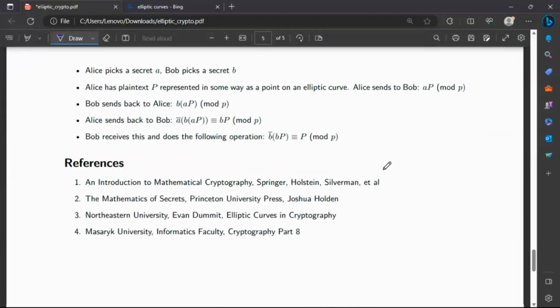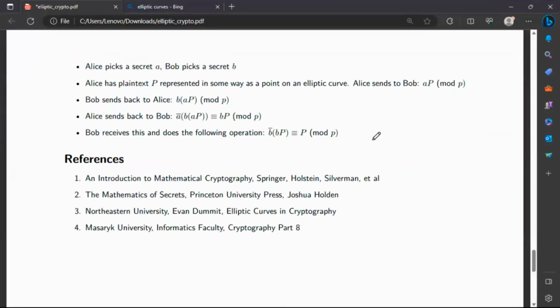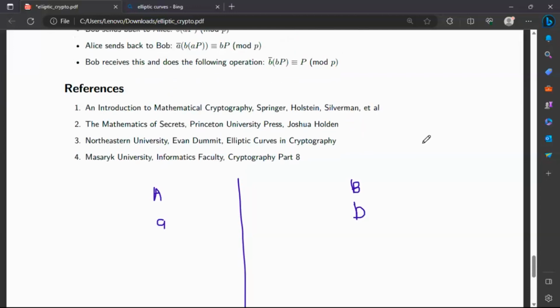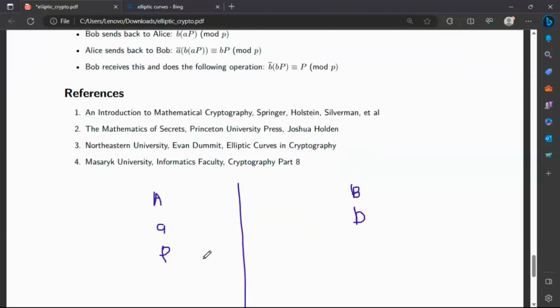So now we're going to discuss the cipher I was talking about, the 3-pass cipher, which is very nice. How this works is, Alice, I'll just draw two lines. Alice picks some secret A. Note that this is not the plain text or the key. This is just A, this is B. Alice picks a secret A, Bob picks a secret B. Alice has some plain text that she wants to send to Bob.